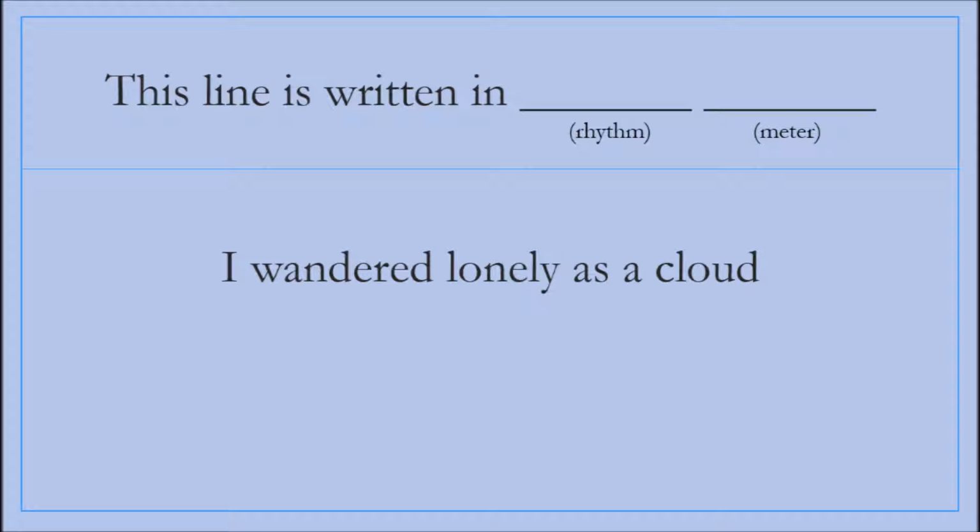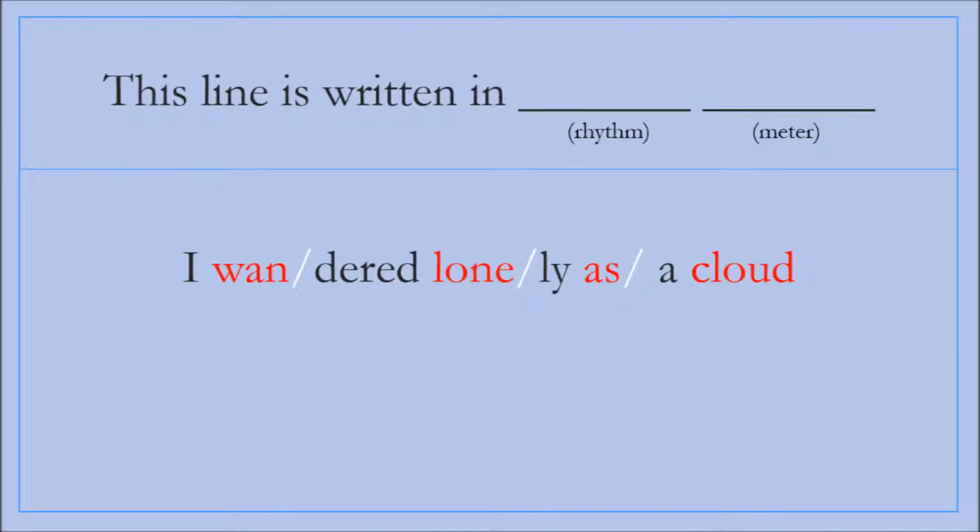So for the rhythm, let's identify the sequence of stressed and unstressed syllables. You may find it helpful to recite the line out loud and then listen for where the stressed syllables are. I wandered lonely as a cloud. So we have this kind of bouncing rhythm. Ba-ba, ba-ba, ba-ba, ba-ba. I wandered lonely as a cloud. The first syllable is unstressed, followed by stressed, and so on. So we know we have an iambic foot. We know then that we have an iambic rhythm.